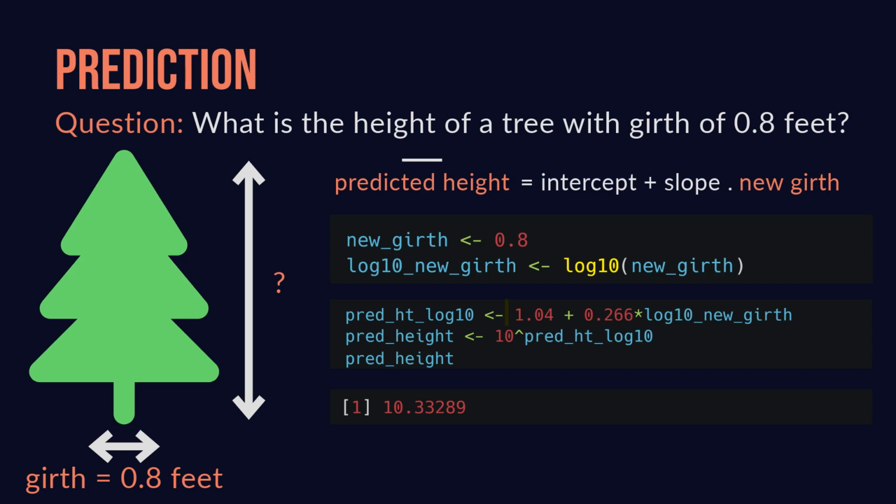Then we will multiply its value with the slope 0.266 and add 1.04. Finally, when we get the height, we need to raise it to the power of 10, and that gives us the new predicted height of 10.33 feet. So using our model, we can predict that the height of a tree of girth 0.8 feet is 10.33 feet.